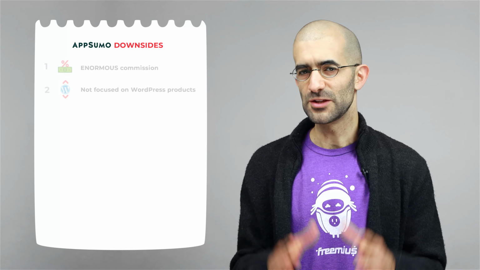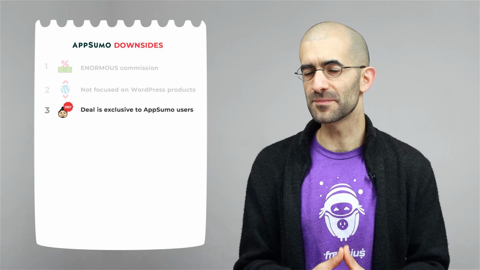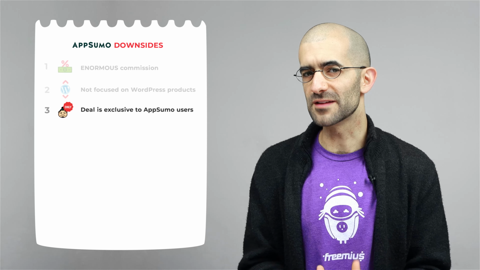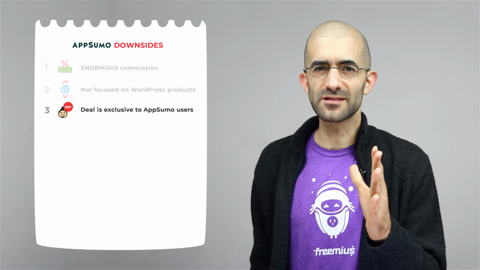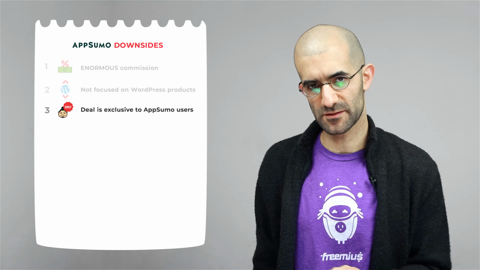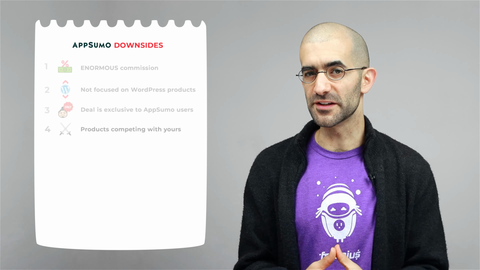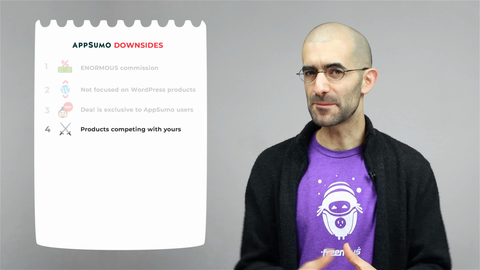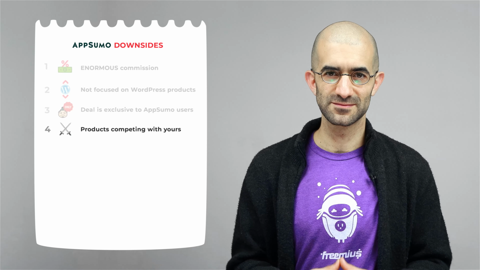Number 3, you have to agree to AppSumo's terms, stating the deal you offer with them cannot be publicly available anywhere else for a given number of months, usually 12 to 18. This means the deal is exclusive to AppSumo users. Our fourth downside is that AppSumo can offer deals for competing products at the same time. So if this happens, this can definitely affect your sales in a negative way.